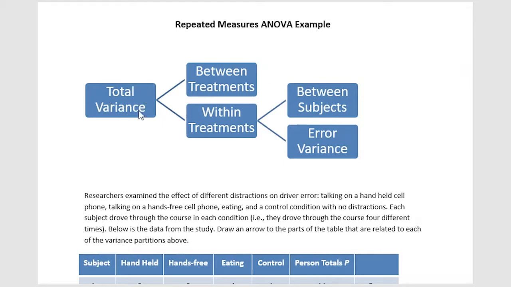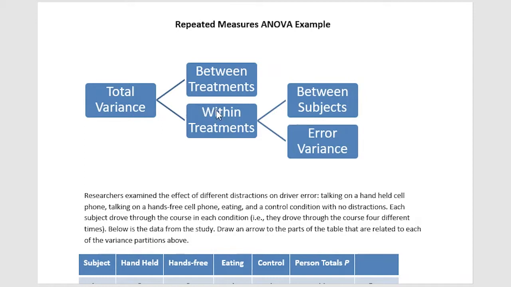So here's the example of how repeated measures ANOVA is broken up. We've got a total variance, all the variability that exists within the study. And we partition that out to between treatments variability and within treatments variability. So if we stopped right here, we're at a one-way ANOVA, if you remember that.